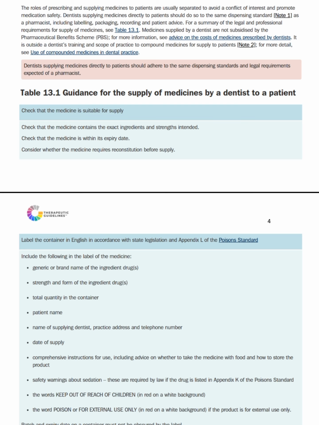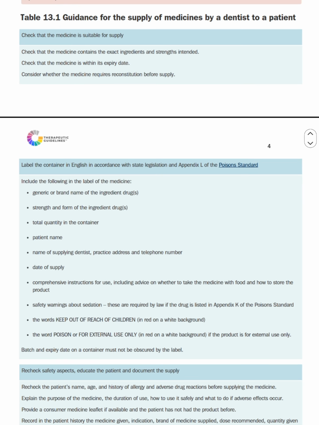Now, the safety warning about sedation. This is required by law if the drug is listed in Appendix K of the Poisons Standard. The words "keep out of reach of children" in red on a white background should be written there. The word "poison" or "for external use only" in red on a white background if the product is for external use only. And at the end, the batch and expiry date on the container must not be obscured by the label.